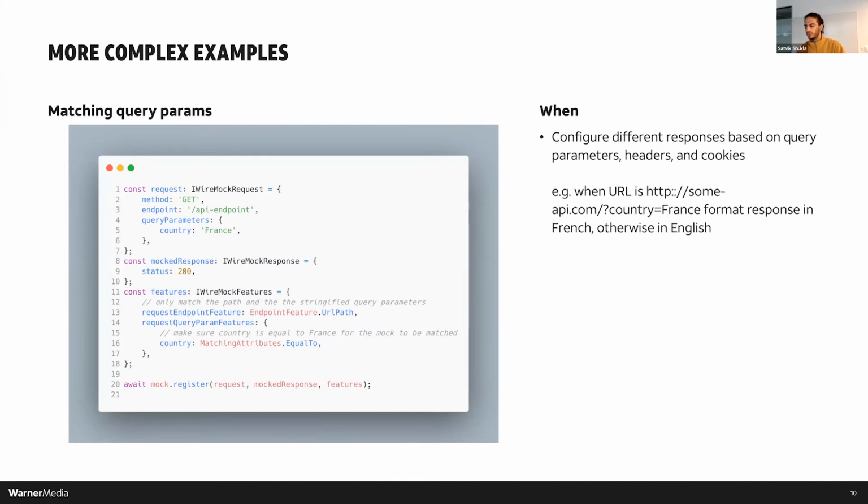So on lines 4 through 6, we specify the query parameters we expect from that incoming request. Then on lines 13 to 17, we specify that we are looking for country to be equal to France for the mock to match. And then on line 20, we finally register the mock. So this kind of matching is really helpful when we are trying to match against query parameters, request headers, cookies, and so on and so forth, right?